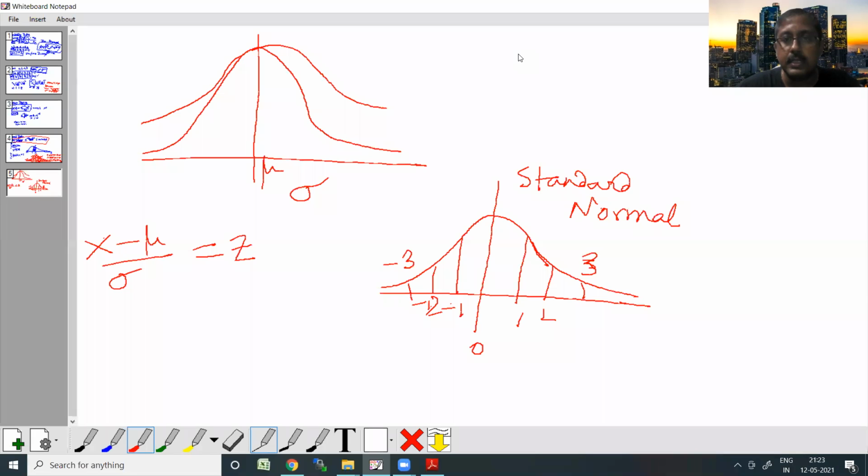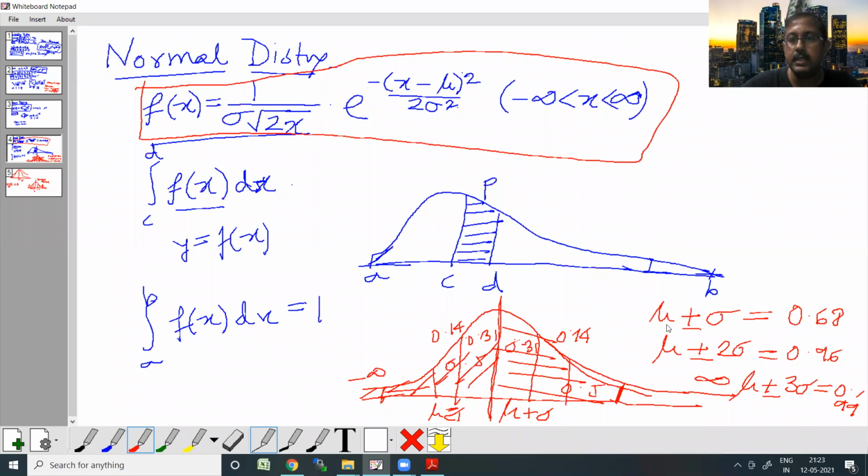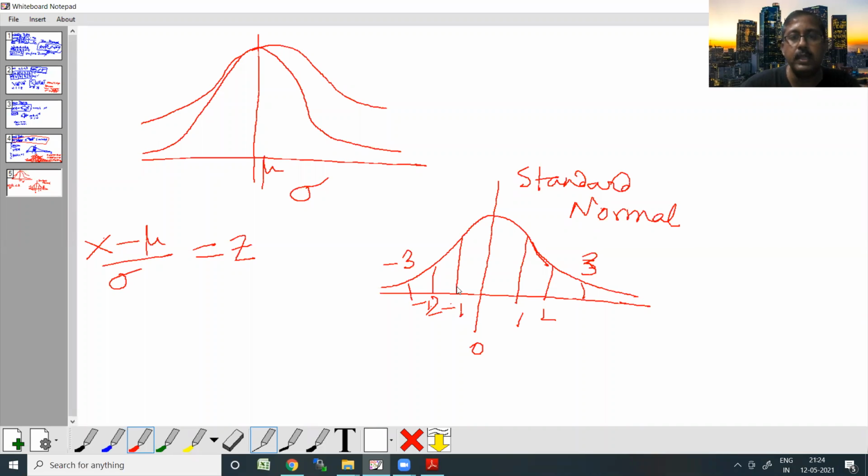Obviously, for the standard normal curve also, the values we saw earlier hold. For mu plus minus sigma, the area under the curve is 68% or 0.68. So here, in the standard normal curve between plus minus 1, the value is 68%. Between plus minus 2, it is going to be about 95.45%, and between plus minus 3, it's going to be 99.73% or 0.9973.